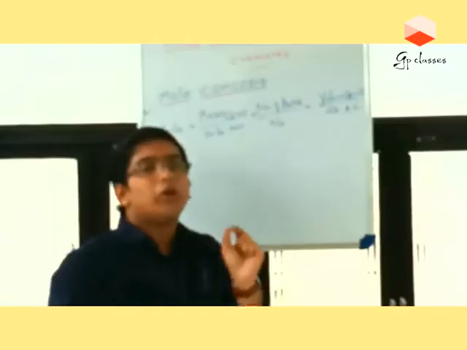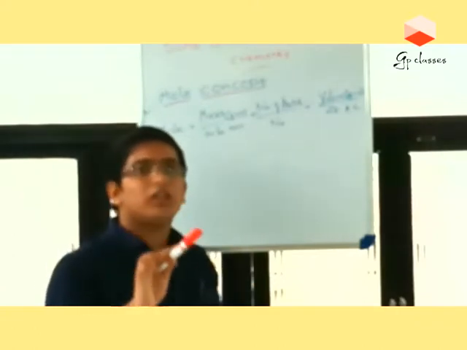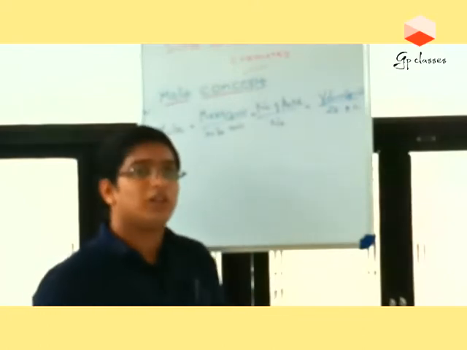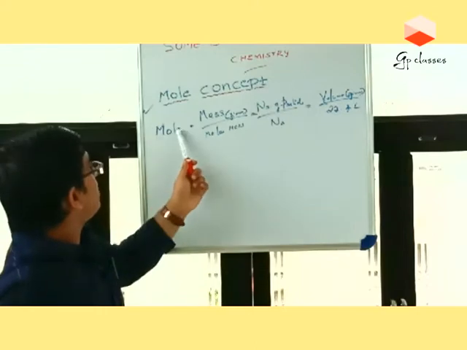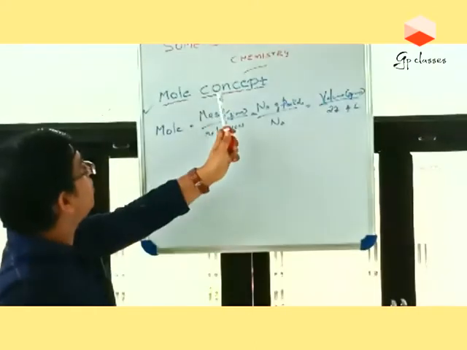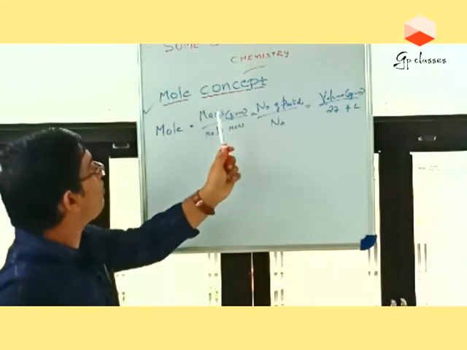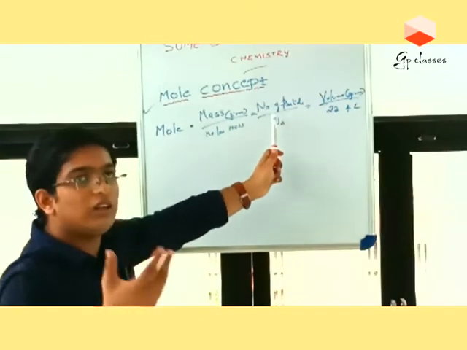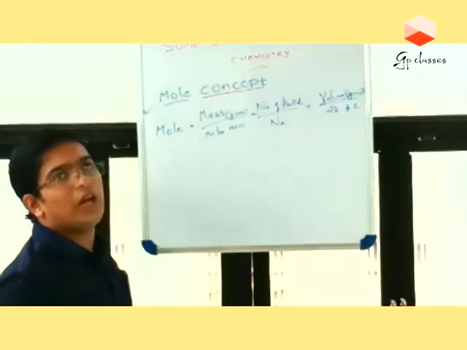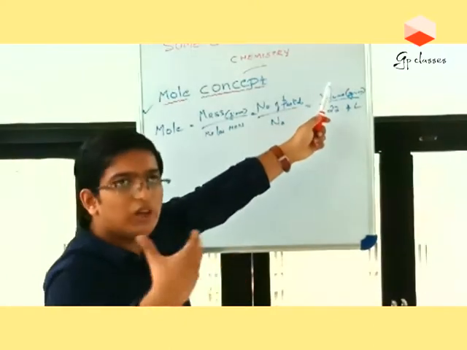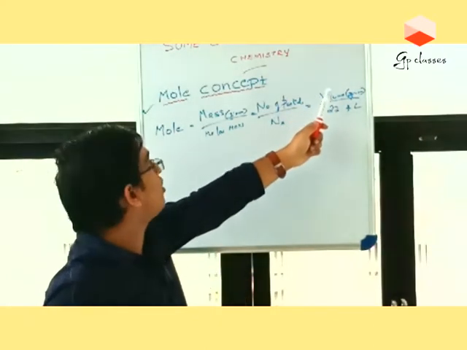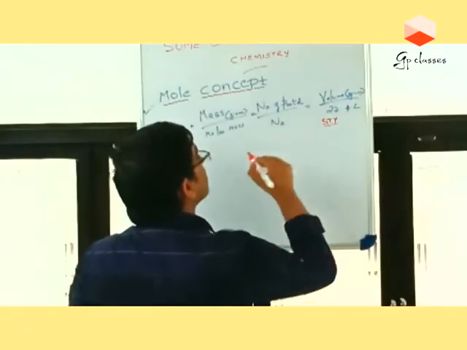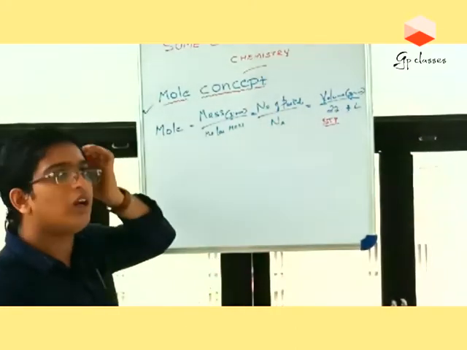Okay. Now you have certain equations which connect the number of moles with mass, number of atoms and volume. Let us look. We can say mole is equal to given mass by molar mass, or it is equal to number of particles, which is given to you in the question, by Avogadro number, or it is equal to the volume which is provided in the reaction or in the question divided by 22.4 liters at STP, that is standard temperature and pressure conditions.